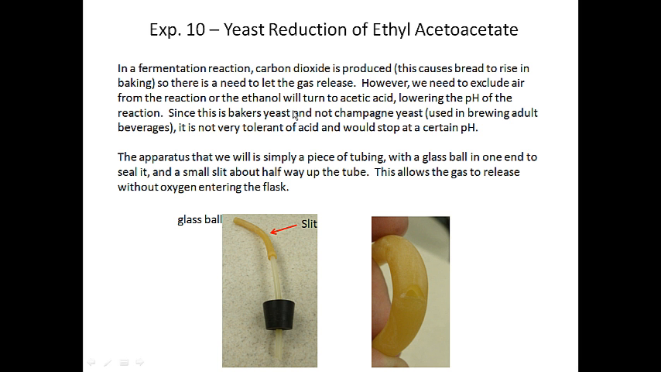And one of the big differences between the yeast that we use to bake bread versus the yeast that we use to brew adult beverages is that the champagne yeast that you use to make wine or brew beer can tolerate very low pHs. Baker's yeast cannot. So if we allowed oxygen to get into the reaction, we'd be producing acetic acid. The pH would lower and it would kill the yeast before we got 100%. So therefore, we need to allow the gas to release, but not allow oxygen to come back in.